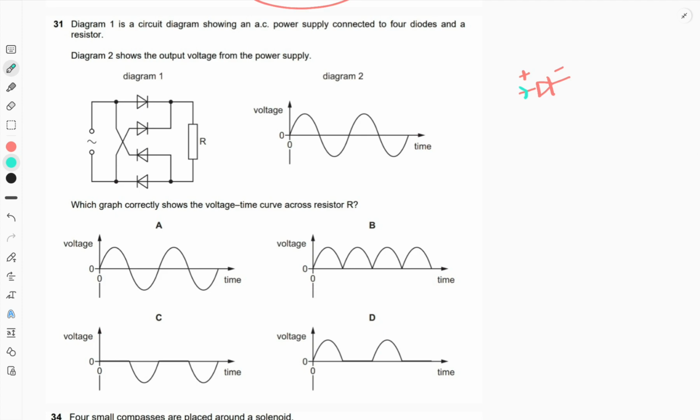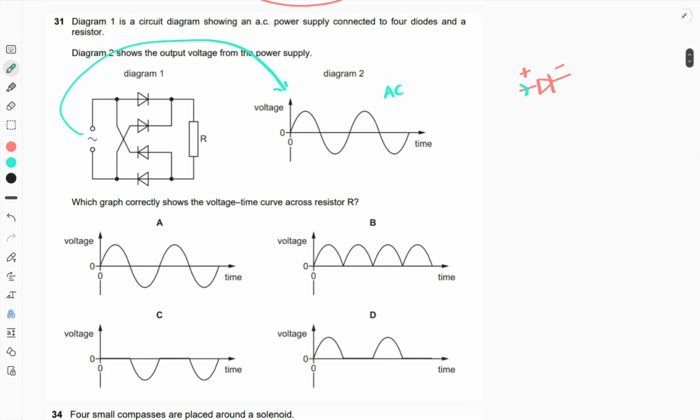Okay, so diagram 1 is a circuit diagram showing an AC power supply. It's AC, which means let's assume initial phase, the top part is positive, bottom is negative. After one complete cycle, the polarities flip. Diagram 2 shows the output voltage of the power supply. So this is an alternating power supply. This is the diagram representing the voltage, which graph shows the voltage across resistor R.